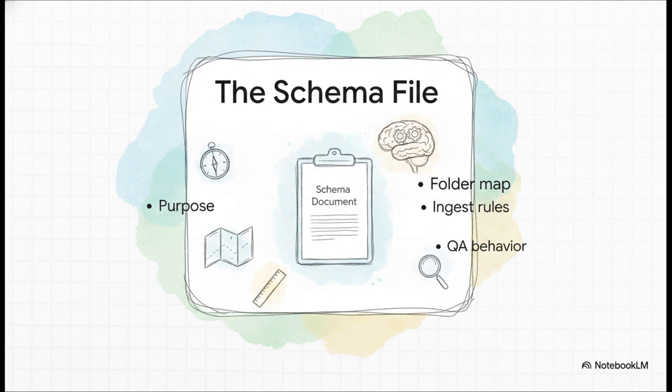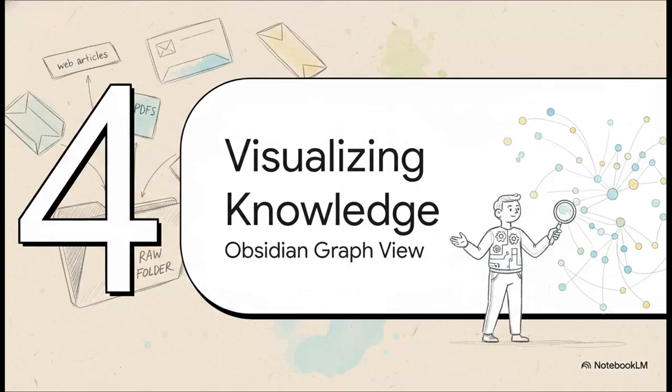It maps out where your raw folders are, sets rules for how pages should be formatted with summaries and citations, and instructs the AI to always consult the wiki first before answering your questions. Section 4. Visualizing your knowledge with the Obsidian Graph View.